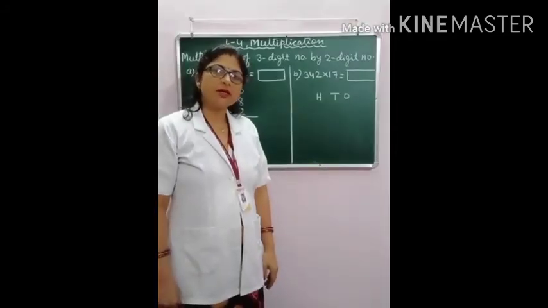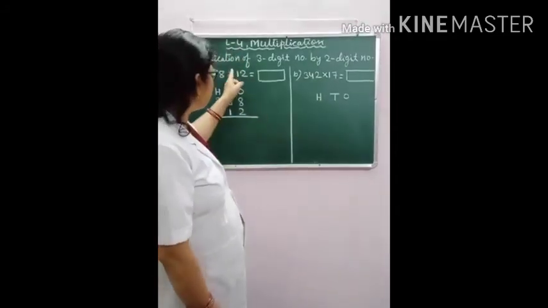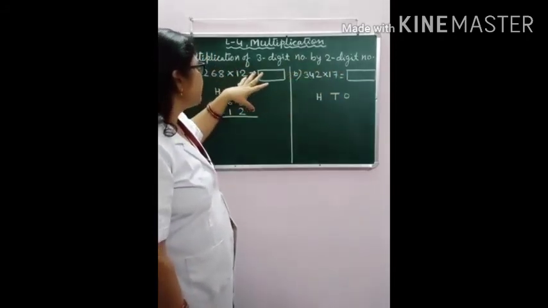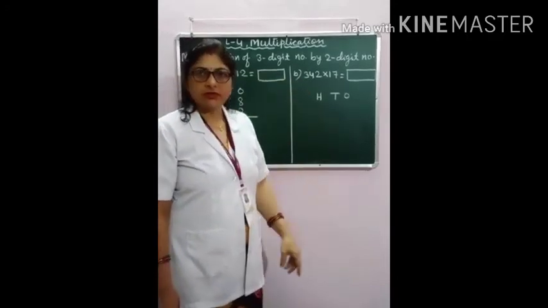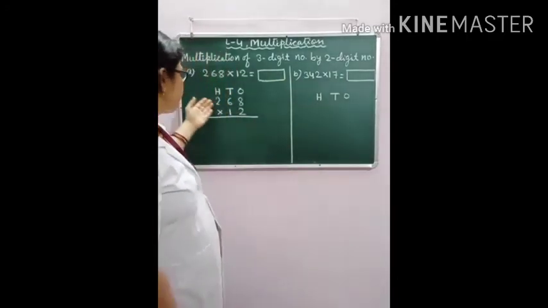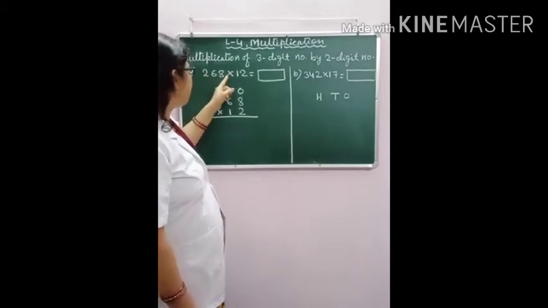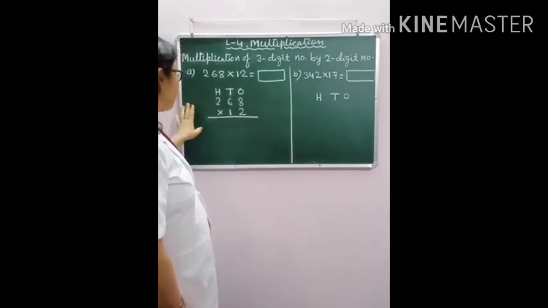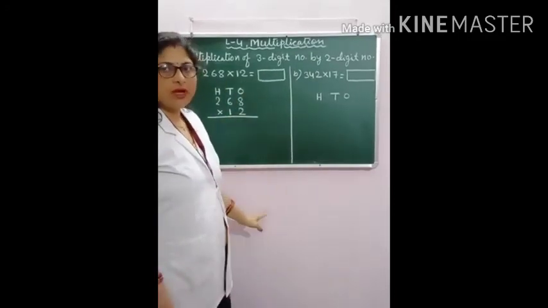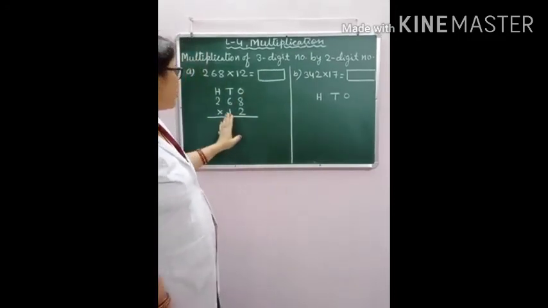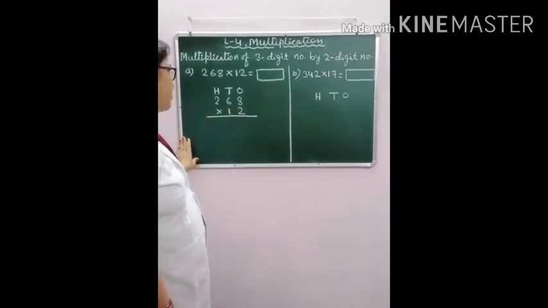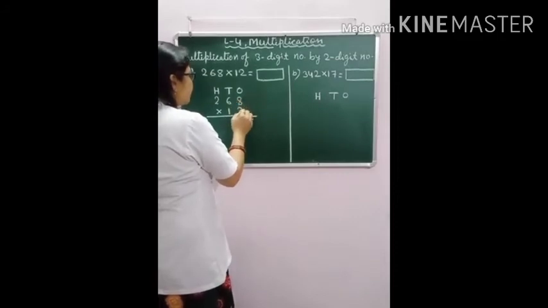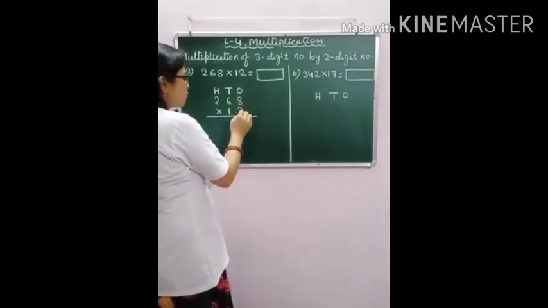Our next topic is multiplication of 3-digit number by 2-digit number. To find out the product of 3-digit number by 2-digit number, let's understand with this example. 268 into 12. We have to find out the product of these two numbers. So first what we have to do? We have to arrange these numbers according to their places. Now what we have to do? We have to multiply these numbers by the first digit. This first digit is 2.